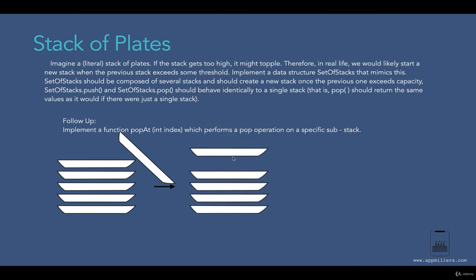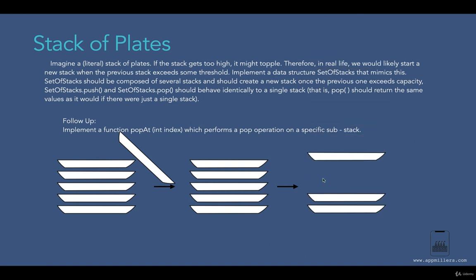In this case our threshold is 5. Our plates are such that more than 5 plates together might topple. So if you put 6 plates, it might topple. The solution is to create a new stack. After putting 5 plates here, when I reach the threshold again, I need to create a new stack and insert plates into it until we reach the threshold.